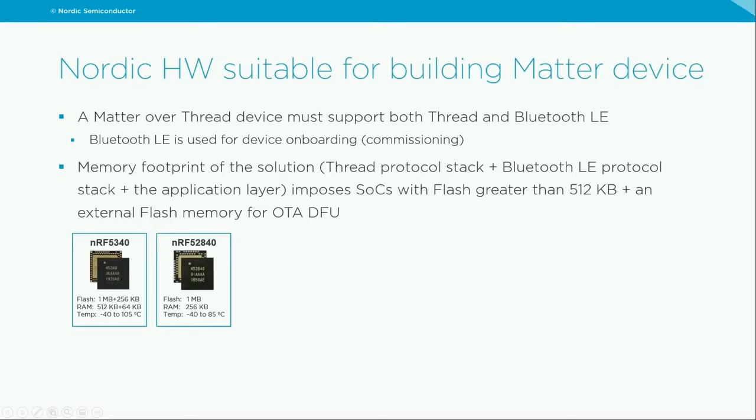When it comes to Nordic hardware suitable for building a Matter device, as mentioned previously, a Matter over Thread device must support Thread and Bluetooth LE concurrently. Bluetooth is used for adding a new device to a network. It means that the memory footprint of the solution, which combines the Thread protocol stack, the Bluetooth LE protocol stack, the application layer itself, and then the user application on top, imposes an SoC with flash larger than 512K, and additionally an external flash memory for over-the-air device firmware upgrade. So we target two SoCs for Matter, NRF5340 and NRF52840.